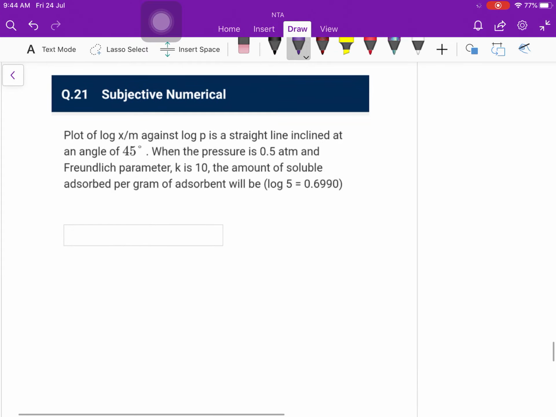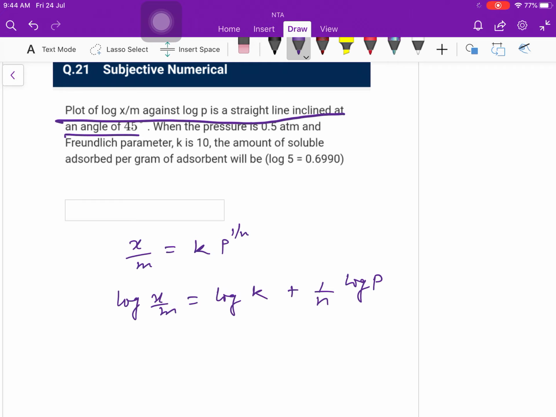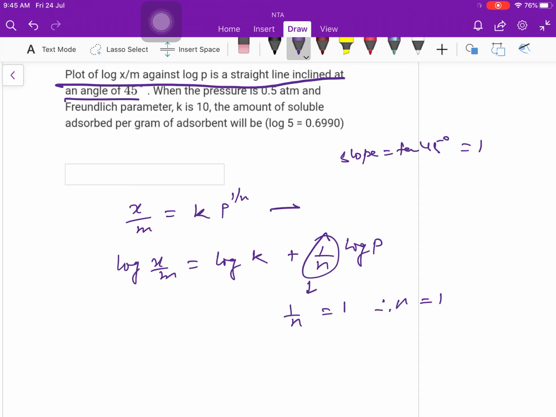Plot of x by m against log p. x by m is equal to k times p to the power 1 by n. So log x by m will be equal to log k plus 1 by n log p. The plot of this is a straight line inclined at angle 45 degree, and therefore slope is equal to tan 45 degree, which is equal to 1. So 1 by n is equal to 1, and therefore n is equal to 1. So this reduces to x by m is equal to k times p.